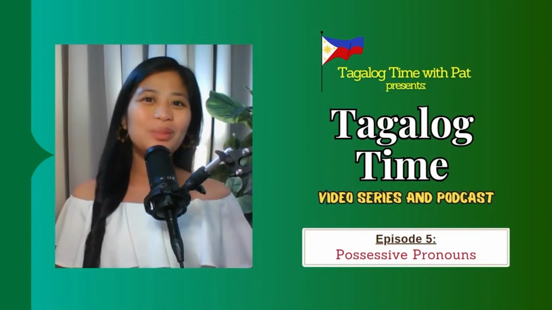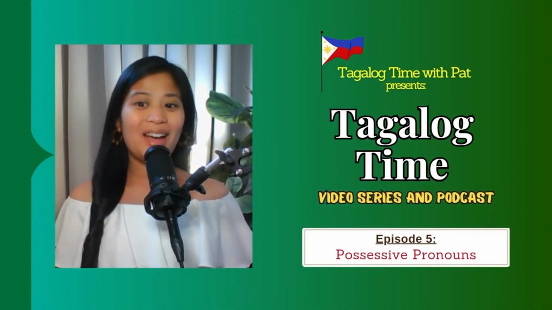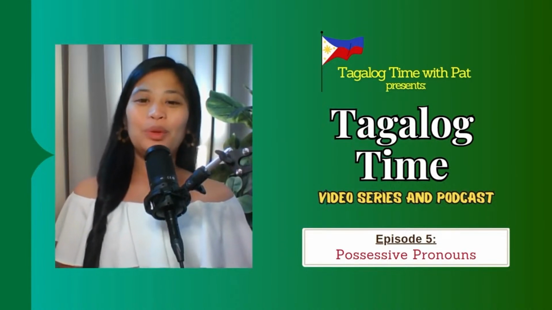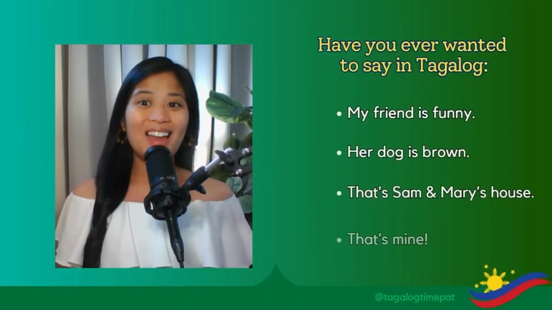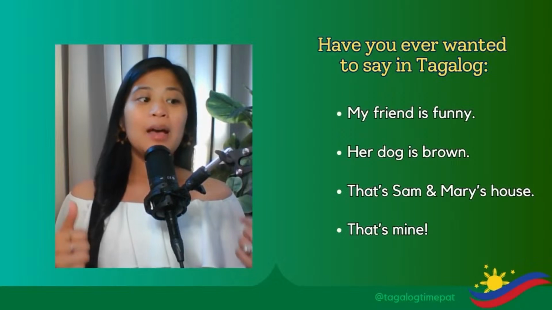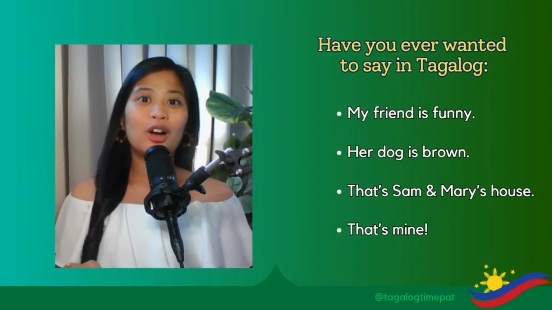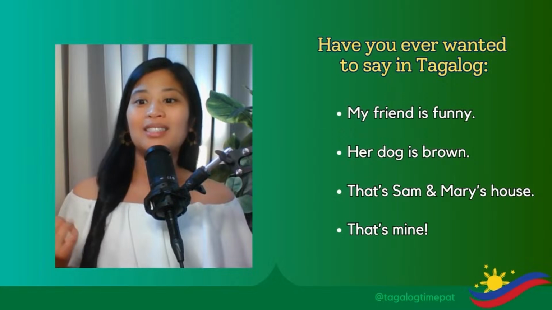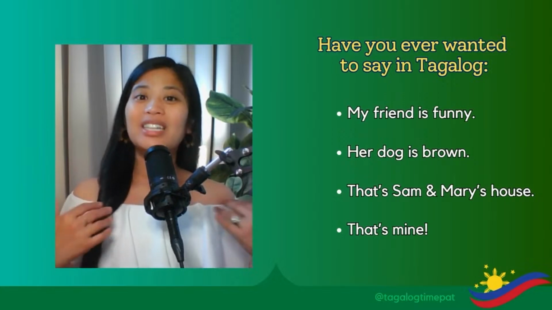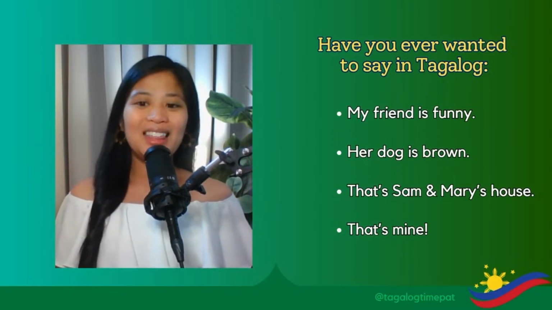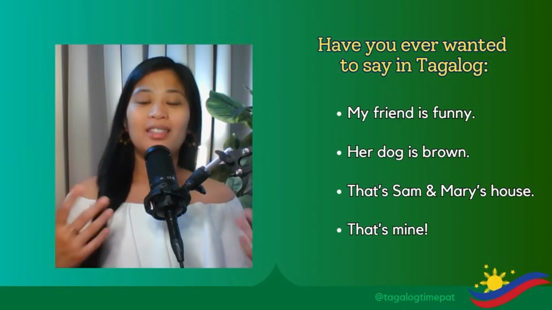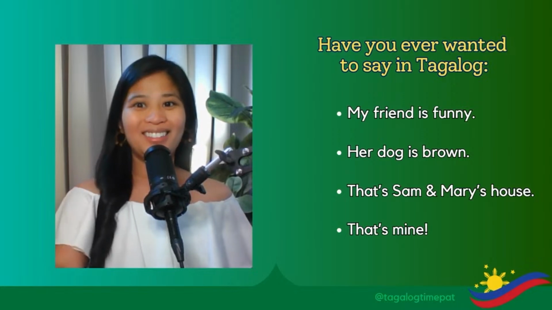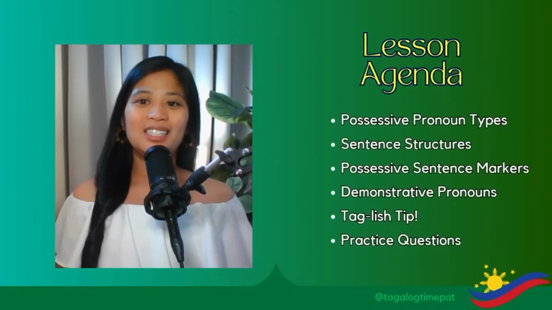Hello, everybody. Welcome to another episode of Tagalog Time with Pat. This is episode 5, and we will be learning how to use possessive pronouns with nouns. In Tagalog, have you ever wanted to say something like, my friend is funny, her dog is brown, or that's Sam and Mary's house, or that's mine? Basically, anything that shows possession or a way to express ownership, that is what we are going to be learning today. So here's today's lesson agenda.